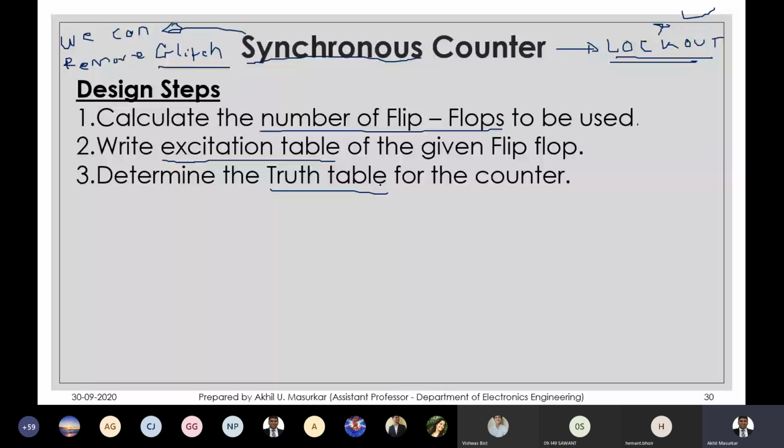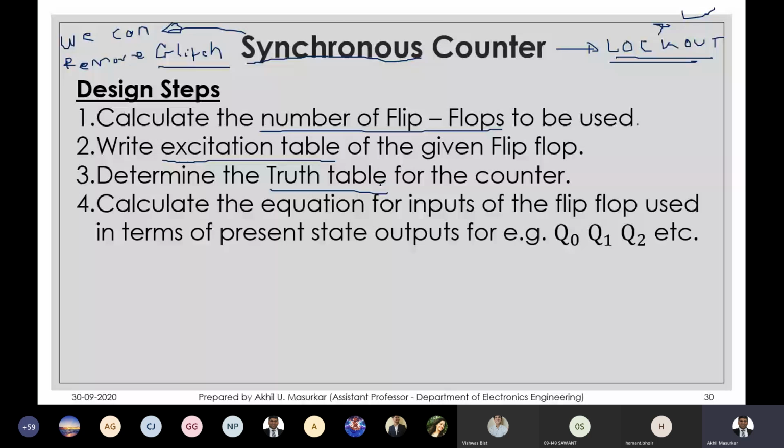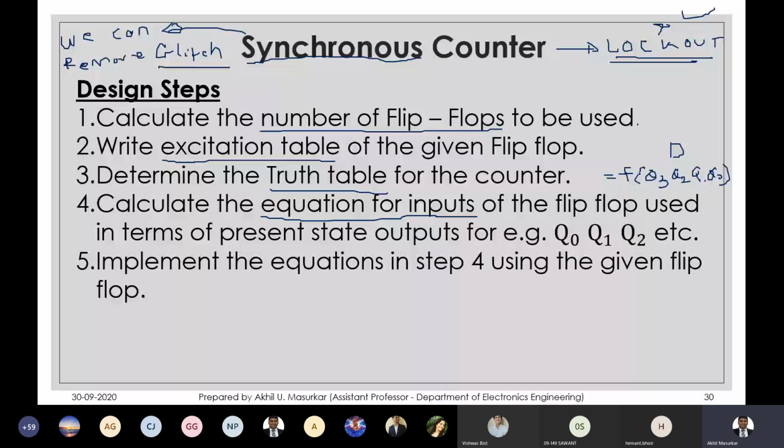Step number 4 would be, you would calculate the equation for the inputs of the flip-flop used. For example, if you are using a D flip-flop, you will have D in terms of Q3, Q2, Q1, Q0. It will be a function of all these outputs. Then the fifth step would be to implement the equations that we did in step number 4.